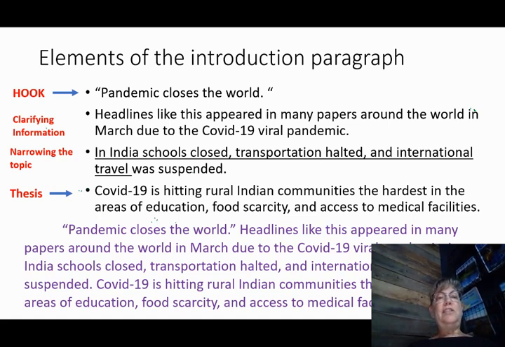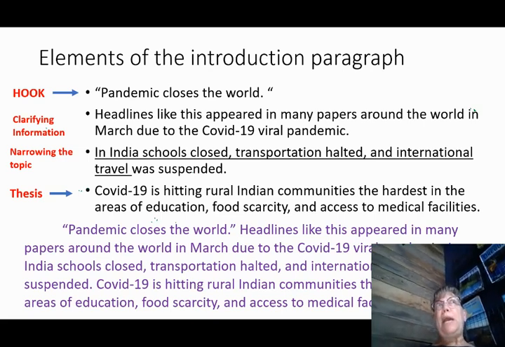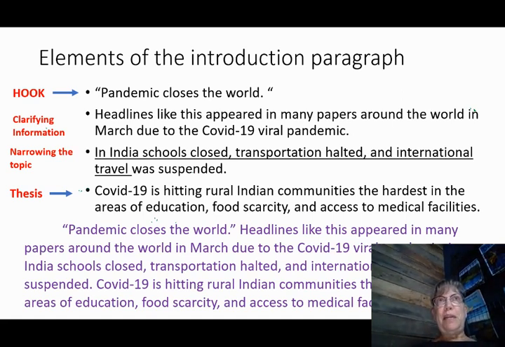Again, this is the format, the structure of our introduction paragraph. This is one paragraph. Remember, each paragraph is made up of a number of sentences, and each essay is made up of a number of paragraphs. So again, we have the hook, clarifying information, narrowing the topic, and then most important of all is our thesis statement. And we want to make sure that we do our body paragraphs, which we're going to look at in the next video: education, food scarcity, medical facilities. So remember that.